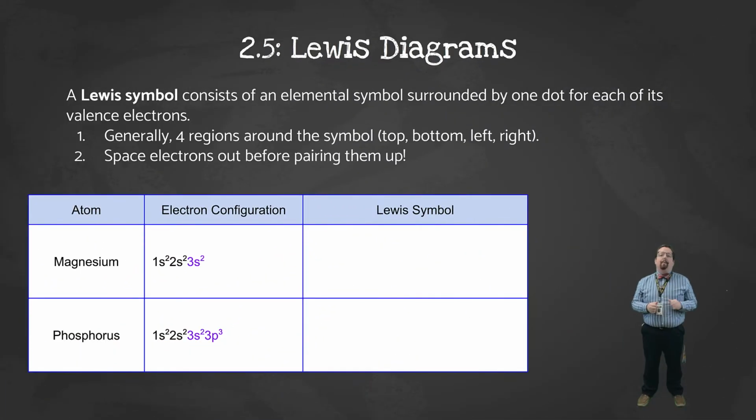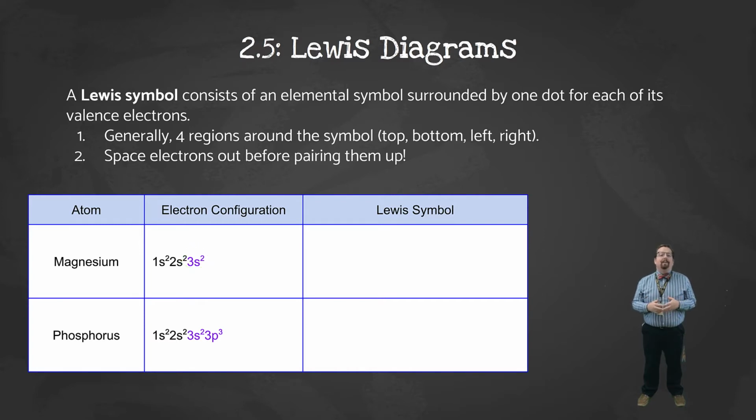I hope you remember how to draw Lewis diagrams from your last couple of years of chemistry, but let's review just in case. A Lewis symbol consists of a chemical symbol for an element surrounded by one dot for each of its valence electrons. Remember, the valence electrons are only those in the highest principal energy level. So for magnesium here, with an electron configuration as such, we'd say it has two valence electrons since there are two electrons in the third energy level.